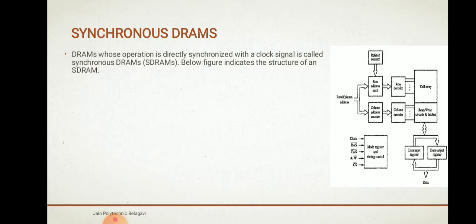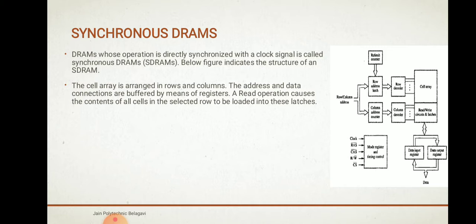So the figure indicates the structure of an SDRAM. The cell array is arranged in rows and columns. The address and data connections are buffered by means of registers. As you can see here, there is a box called cell array. In it, the cells are arranged in rows and columns. Whatever the address and data connections are, they are buffered by means of registers.